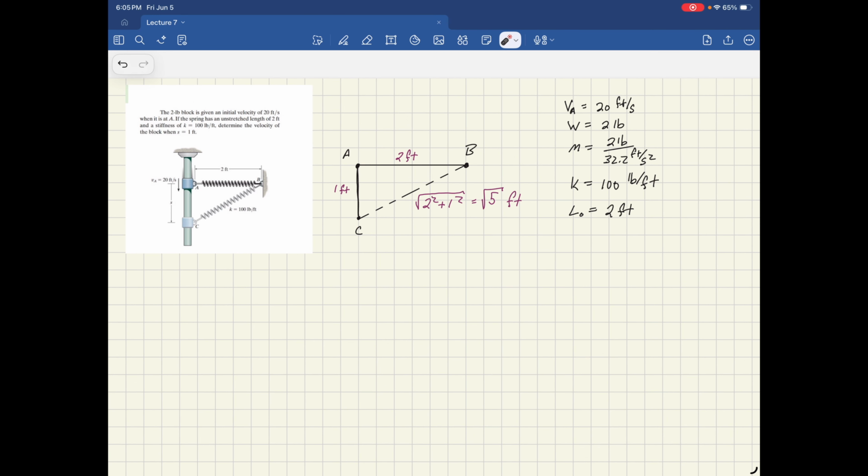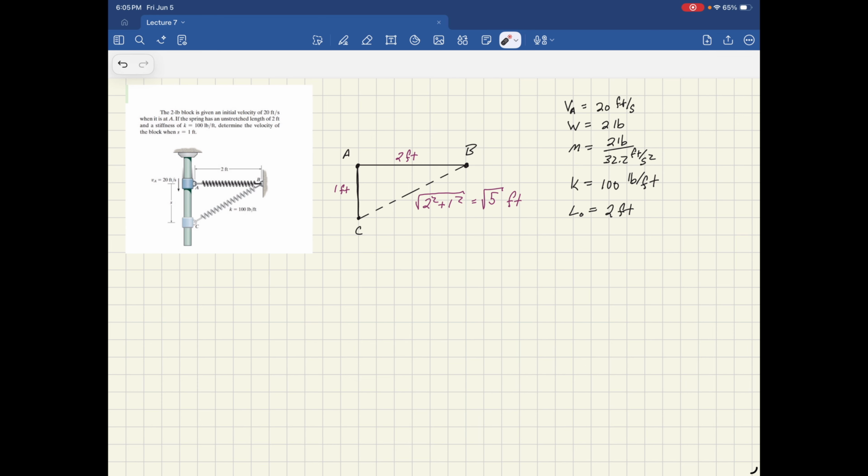So we have a situation where we know what the final position of the block, or the collar, is going to be at point C. And when we do that, the length of the spring will be, using Pythagorean's theorem, the square root of 5 feet. We're told about the initial condition, so the velocity is 20 feet per second.